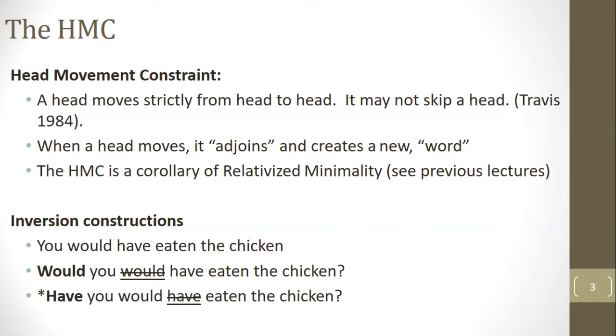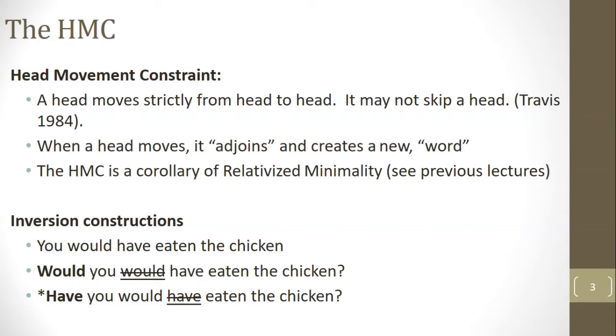And that's all fine. What we can't do though is take the next highest verb, have, the auxiliary, and move it to that same position, but in so doing skipping across the modal would. This would yield "have you would eaten the chicken," which of course is word salad. And so from this we can see that the head movement constraint applies. A head can move to the next highest head, but cannot skip over an intervening head. So that's going to be the theoretical insight we're going to be applying in the following lecture.